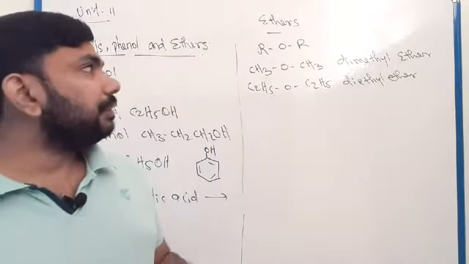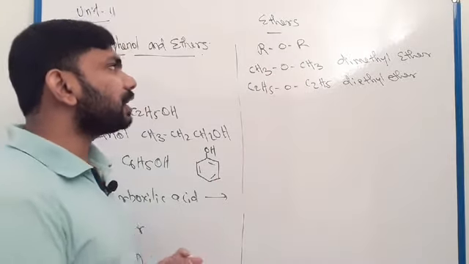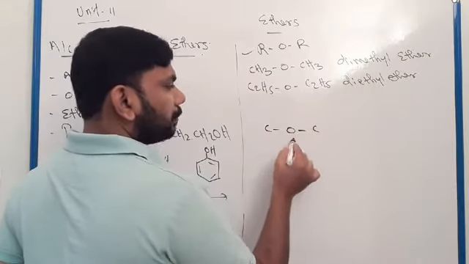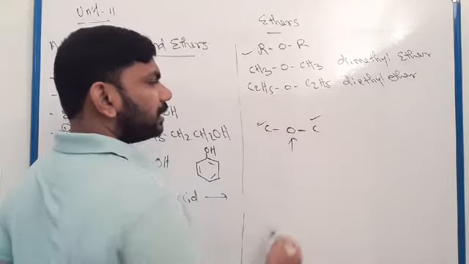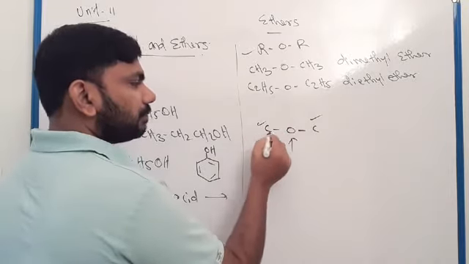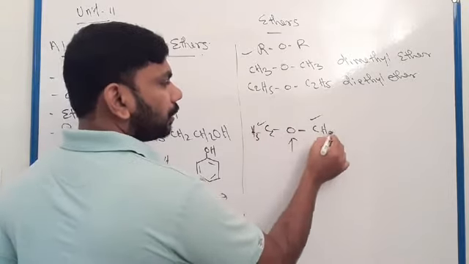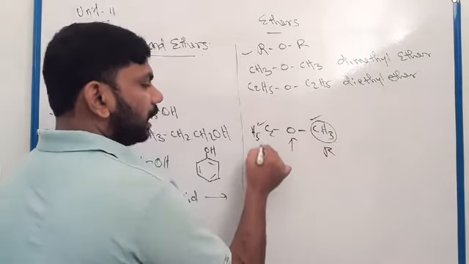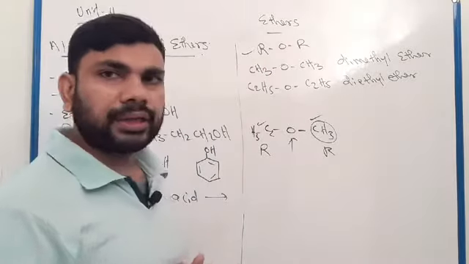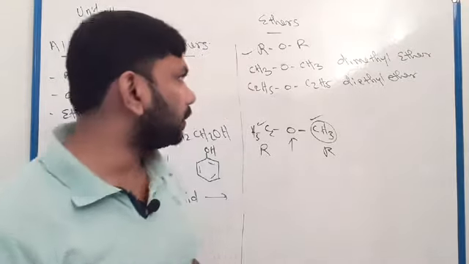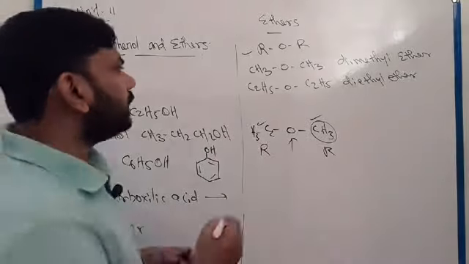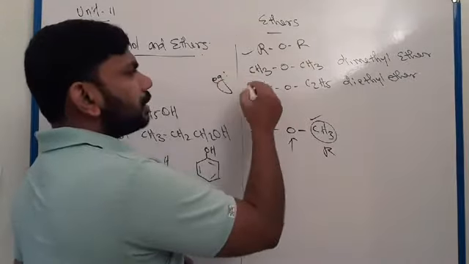Also in this chapter we will discuss ether. This is the functional group of ether: carbon, oxygen, carbon. In the middle there is oxygen and on each side there is an alkyl group, such as CH3 or C2H5. Generally we represent the alkyl group as R, so the general formula for ether is ROR. These are examples for ether.